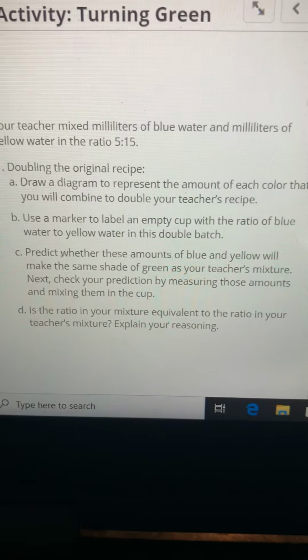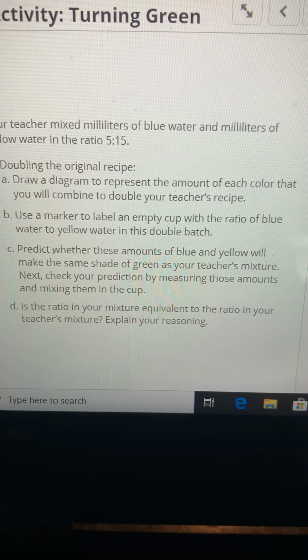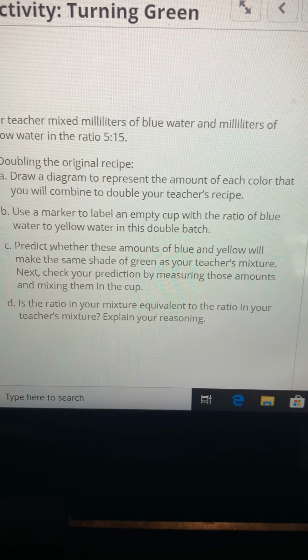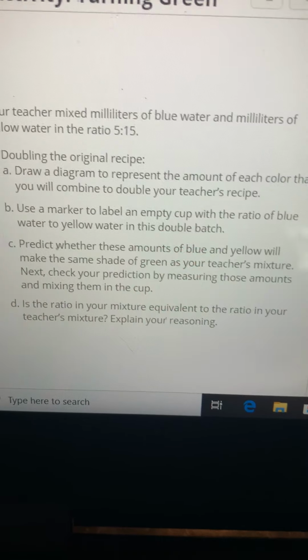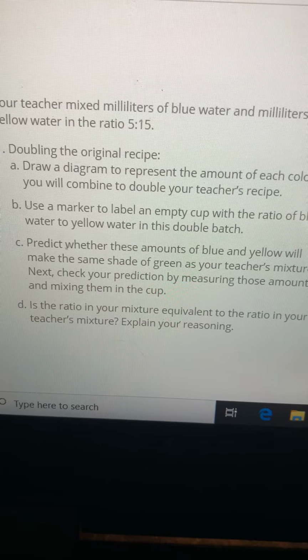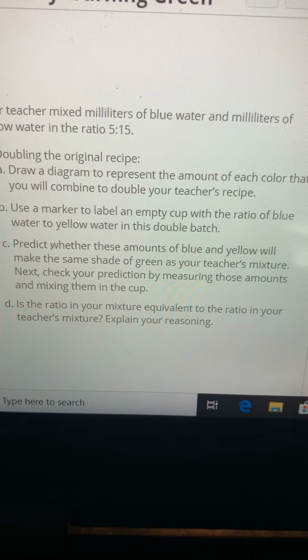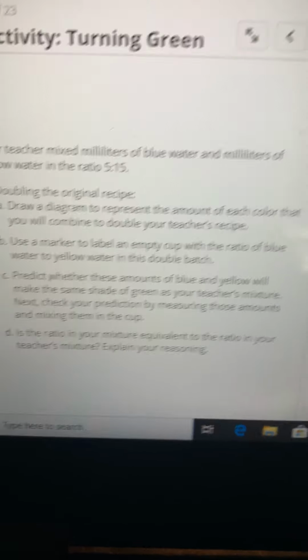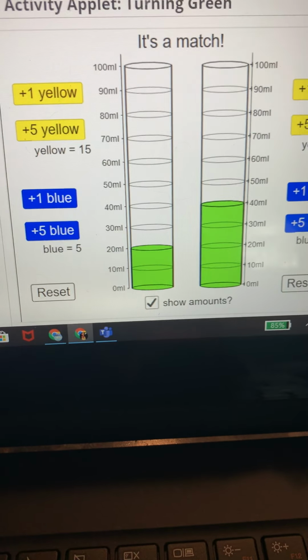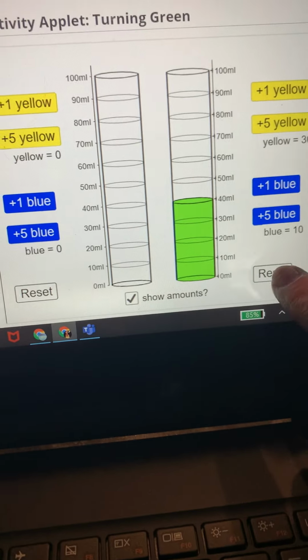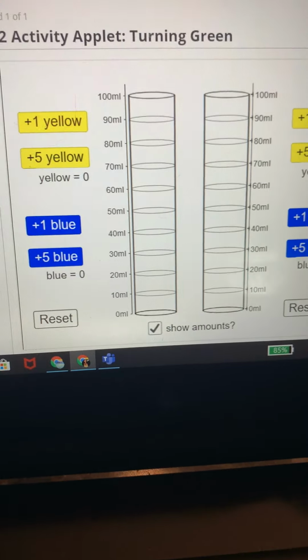Now predict whether these amounts of blue and yellow will make the same shade of green as your teacher's mixture. Now we've done all that together. Is the ratio of your mixture equivalent to the ratio in your teacher's mixture? Explain the reasoning. So all right, let's reset this because we can make green in any way. So we're going to reset this one and reset this one. So you can try it wherever you want.